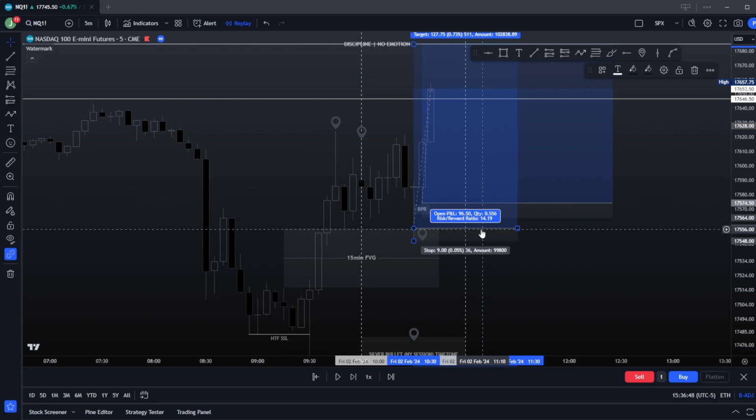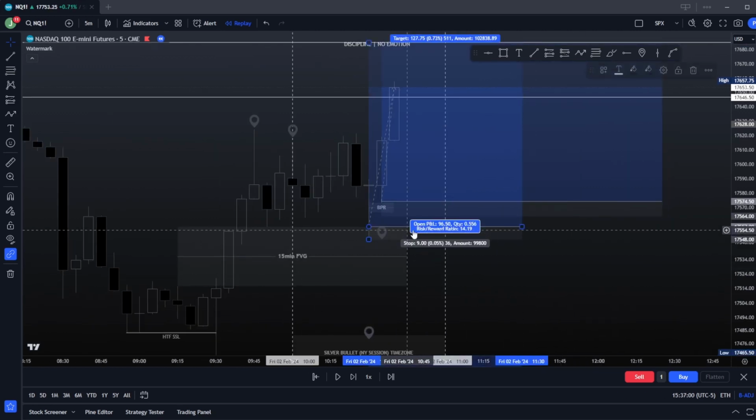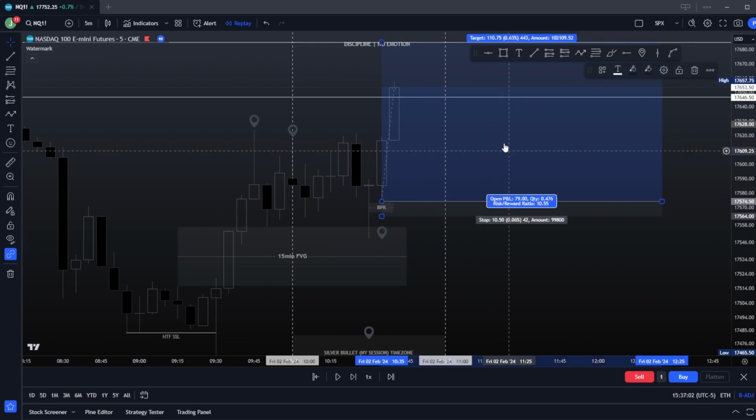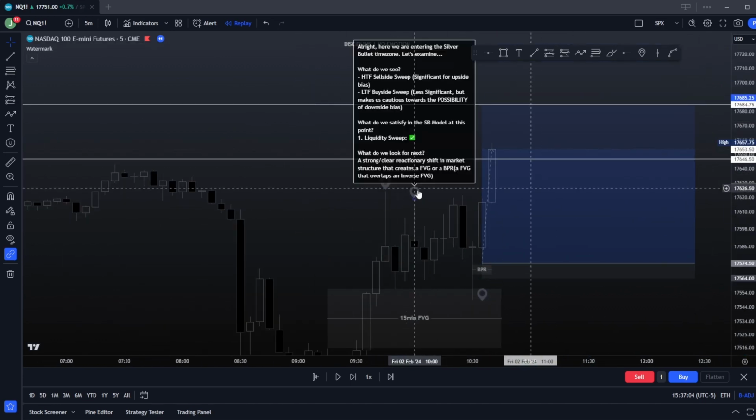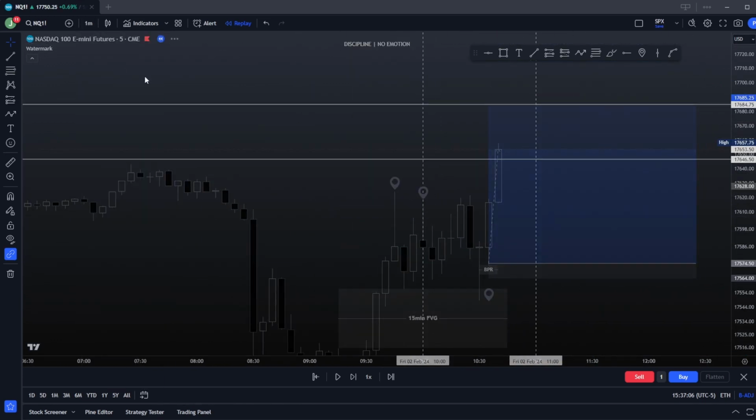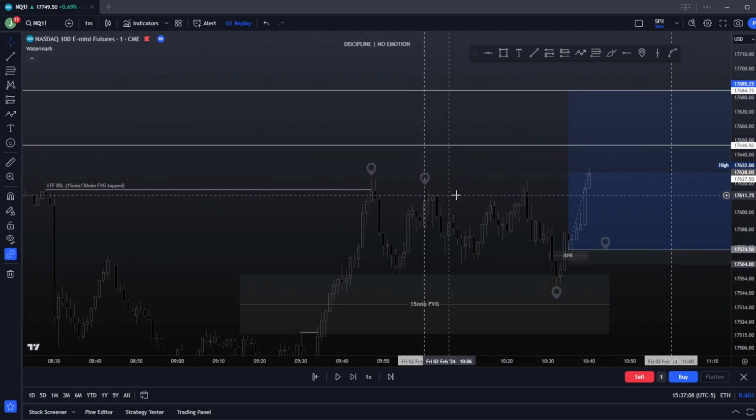Typical silver bullet setups, I say 2 to 3 RR, but when you're really playing your cards right, it's 3 to 5 RR. It's very nice. So yeah, we're looking at 10.5 RR right here. So let's keep letting it play out.